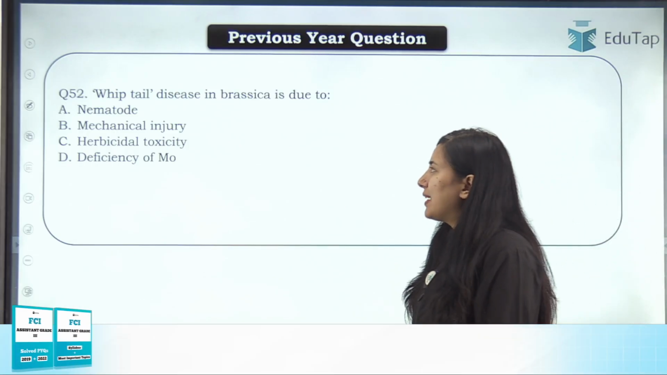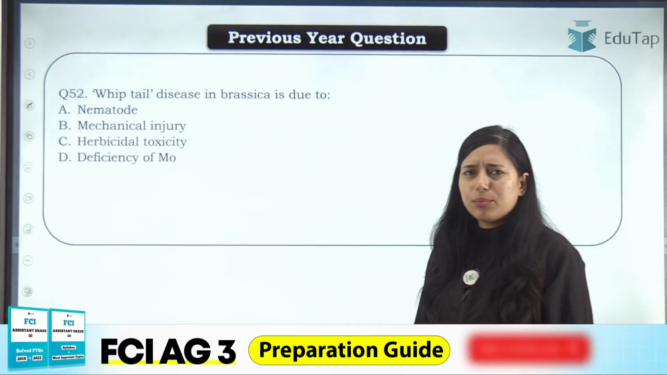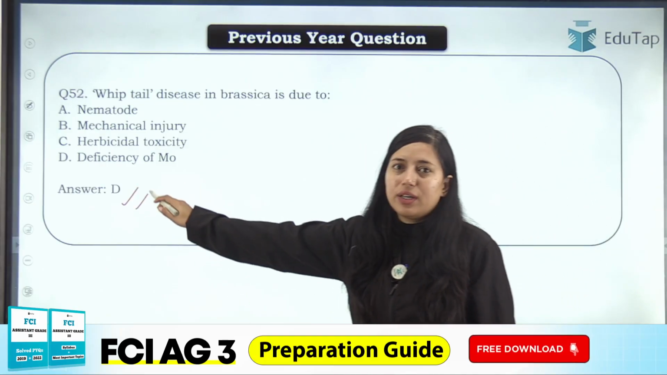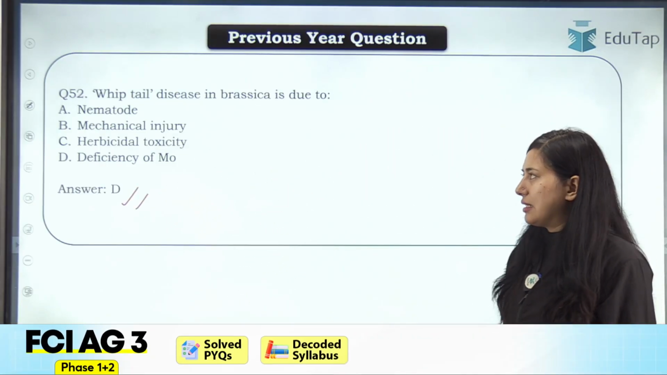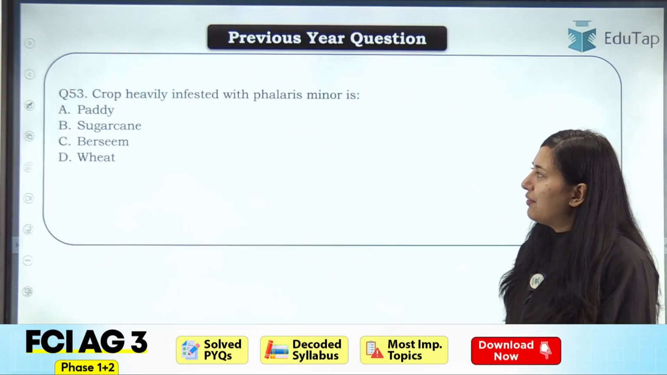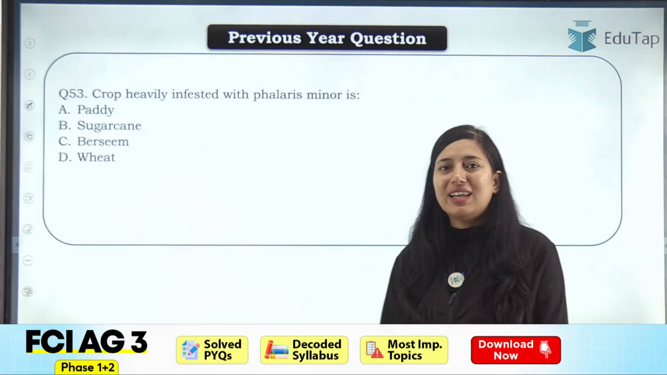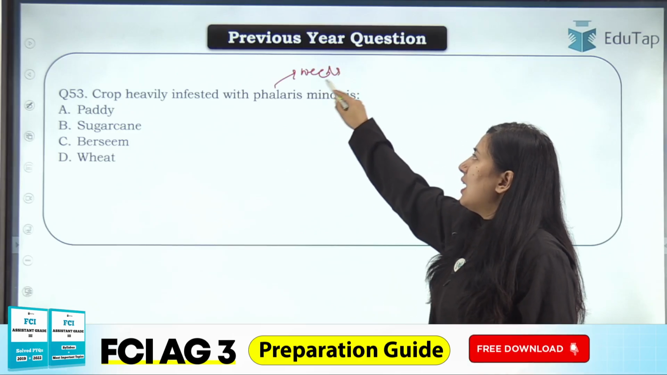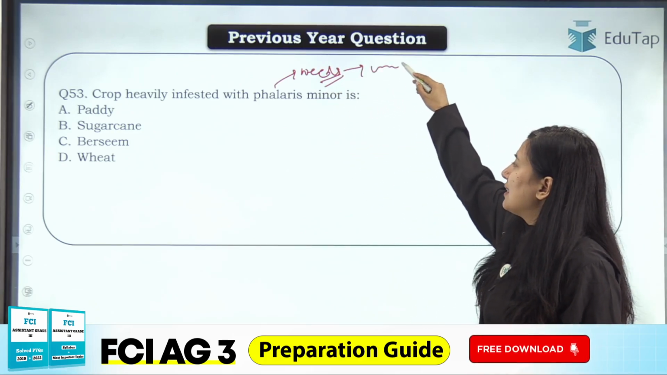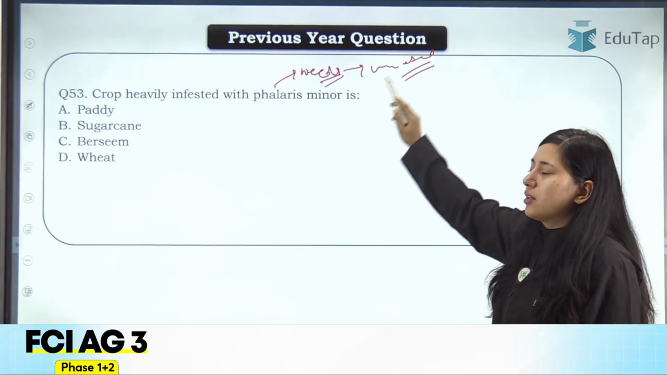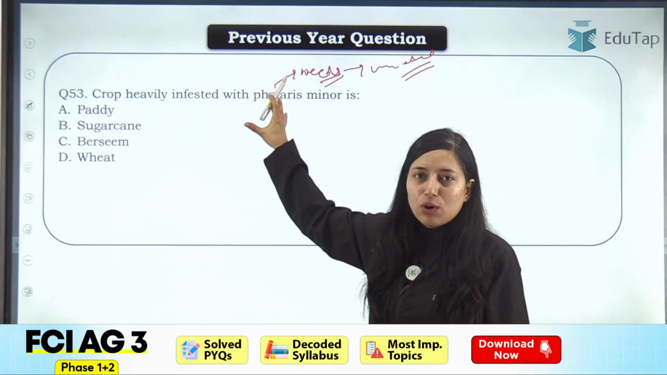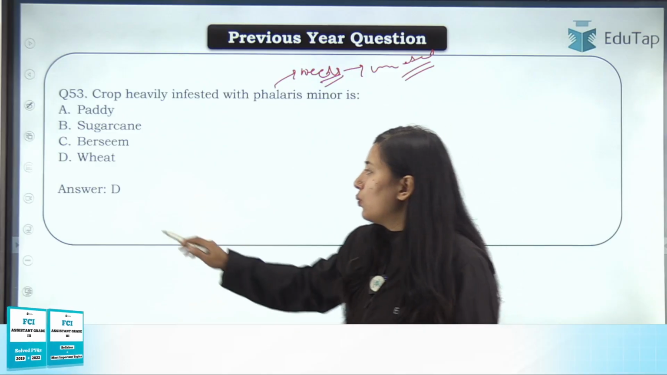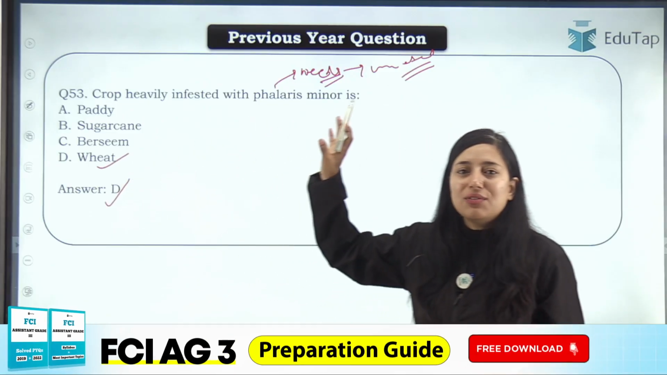Next question is, whiptail disease in brassica is due to, very important and very easy. It is due to the molybdenum deficiency. Now next is, crop heavily infested with Phalaris minor. So Phalaris minor is basically a kind of weed. What are weeds? Weeds are basically the unwanted plants that we see in a crop field. So in weeds you will see Phalaris minor.